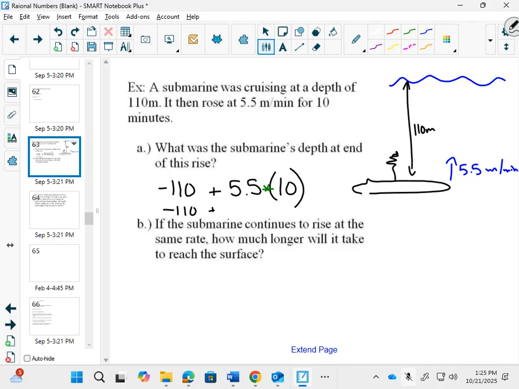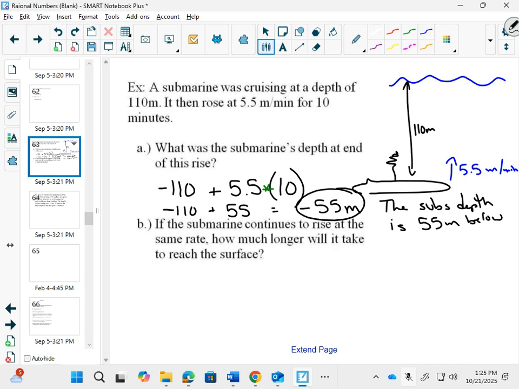I'm going to do it with mental math. If you multiply by 10, that moves the decimal place over, so we get minus 110 plus 55. And then I get minus 55 meters in the end. It's a word problem, so I can write a sentence. The sub's depth is 55 meters below the surface.